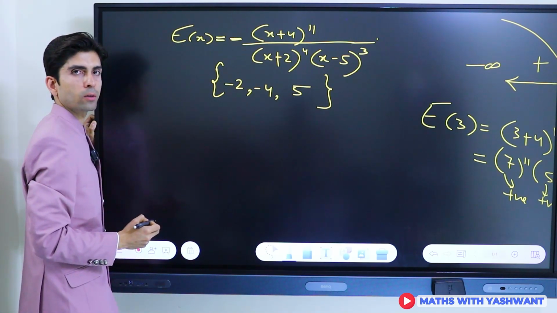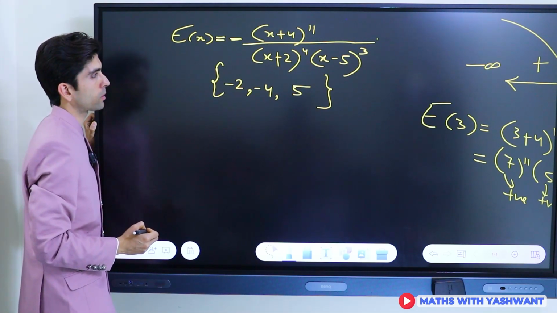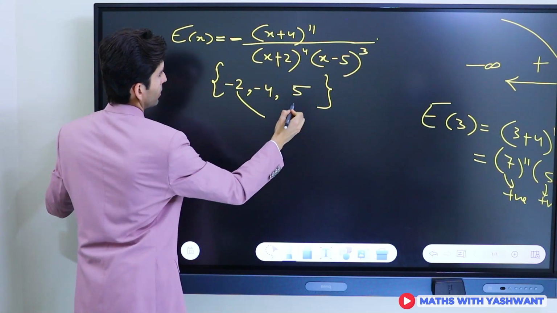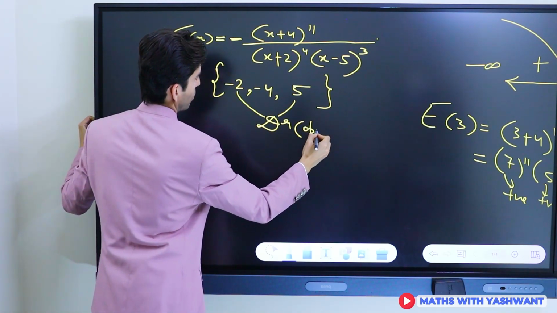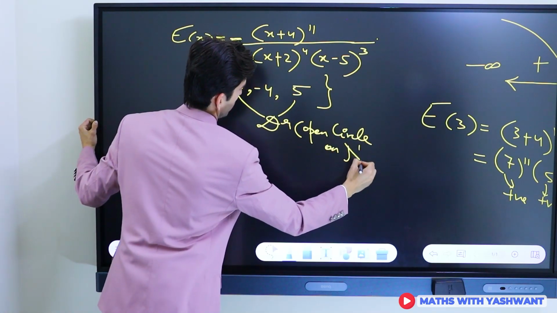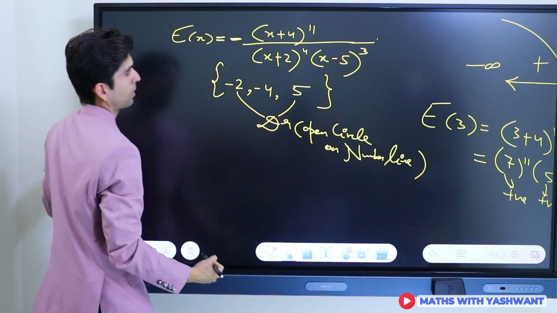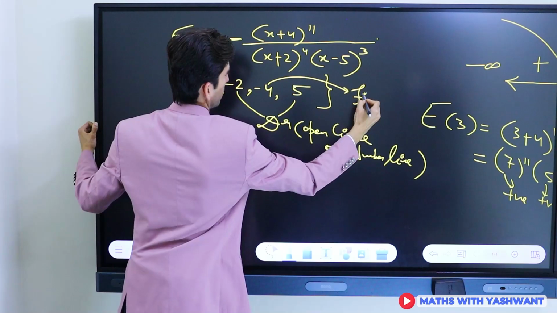Identify the critical points that correspond to the numerator and that correspond to the denominator, for filled circle and open circle. So minus 2 and 5 correspond to the denominator, so we mark them using open circles on the number line. And minus 4 is a filled circle.